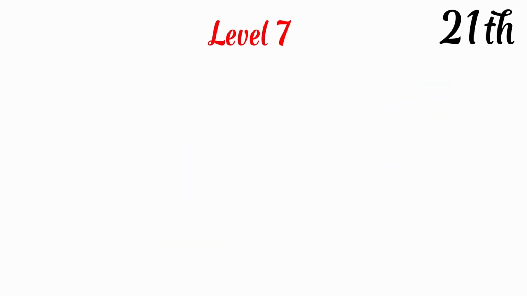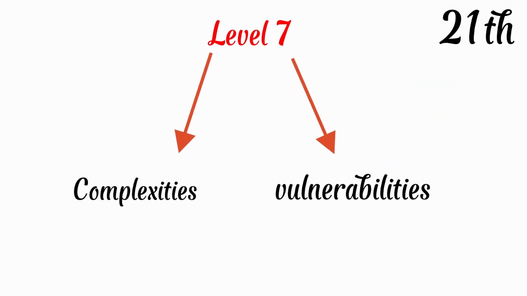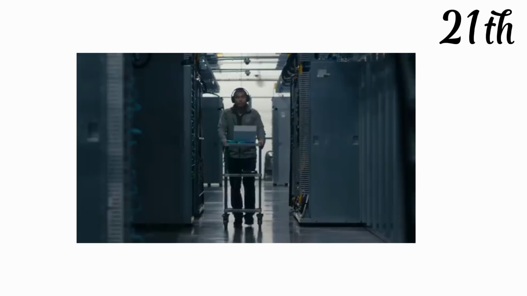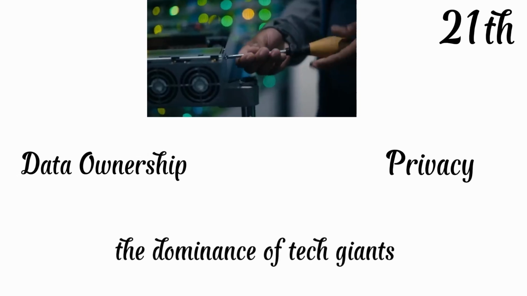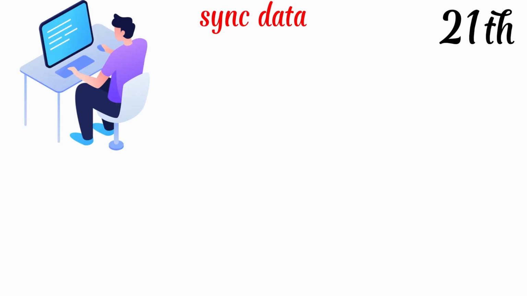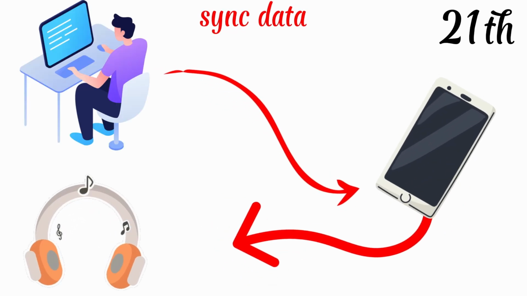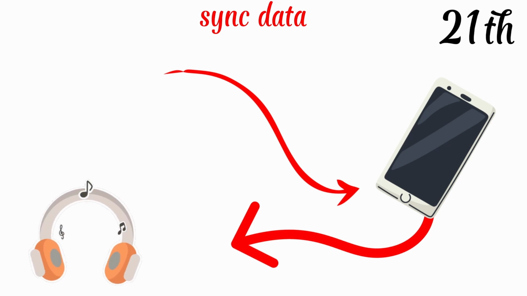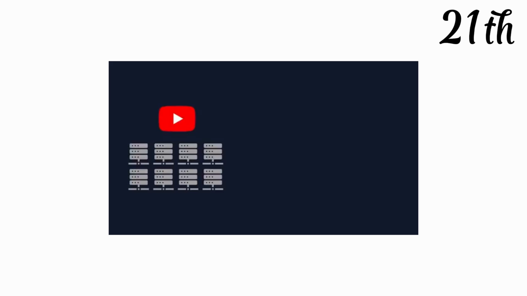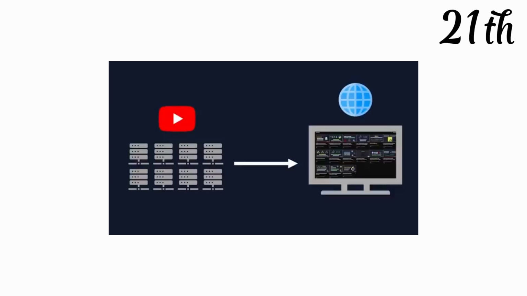Yet this level introduced new complexities and vulnerabilities. Centralizing data in massive server farms meant that outages or security breaches had far-reaching consequences. Concerns over data ownership, privacy, and the dominance of tech giants emerged. At the same time, the ability to sync data across multiple devices, home computers, smartphones, wearables, expanded productivity and convenience. Mobile and cloud computing thus reshaped daily life and global economies, paving the way for an even more data-intensive era.